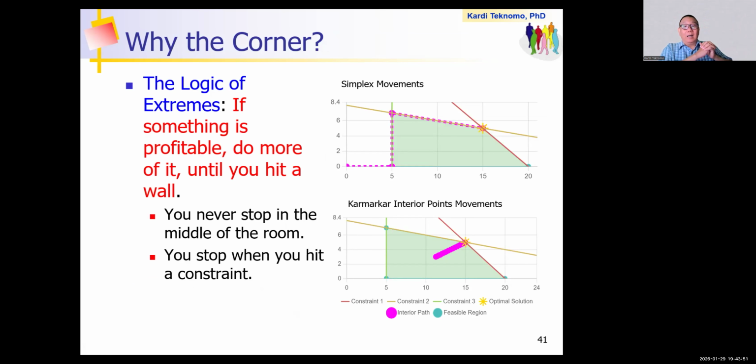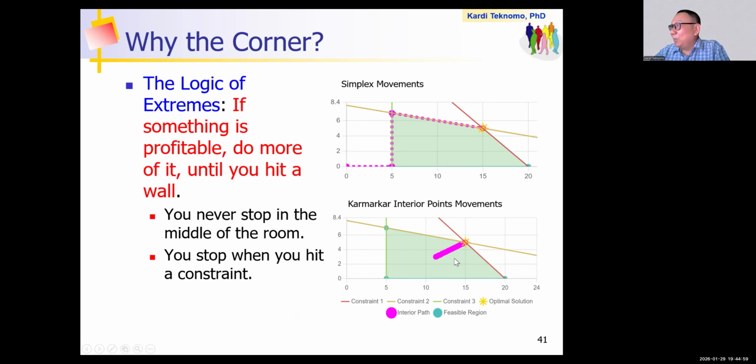So why are the corners special? Imagine you are in a dark room looking for the hottest spot. You keep walking toward the heat. You won't stop in the middle of the room, right? You keep walking until you hit a wall. Then you slide along the wall, similar to this simplex movement, until you hit the corner. So optimization always pushes to the extreme limit. This is the intuition of the simplex method. We don't settle on the average; we always go to the extreme. If something is profitable, why should we stop there? We should go for more of it until we hit the wall of the constraint. That's the logic, isn't it?